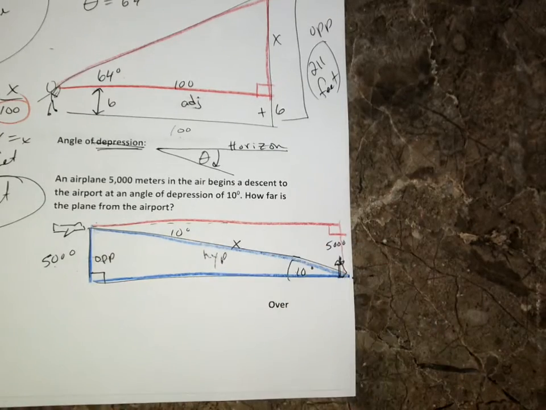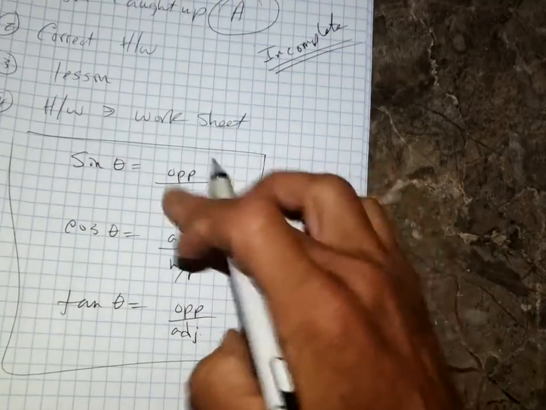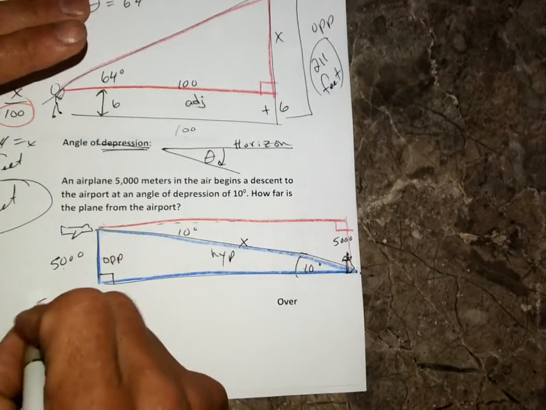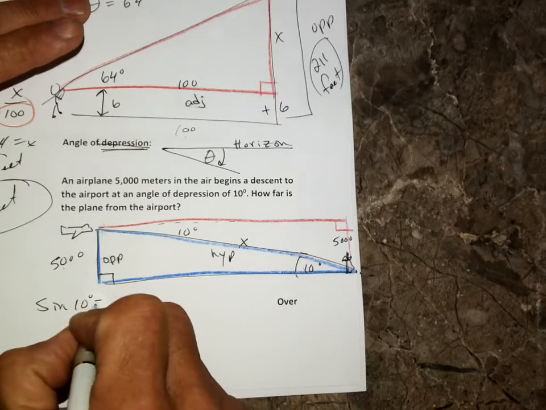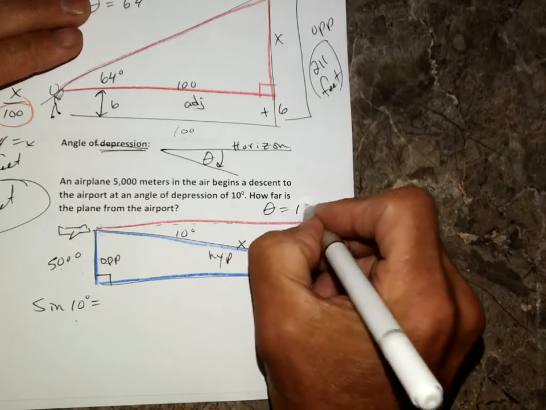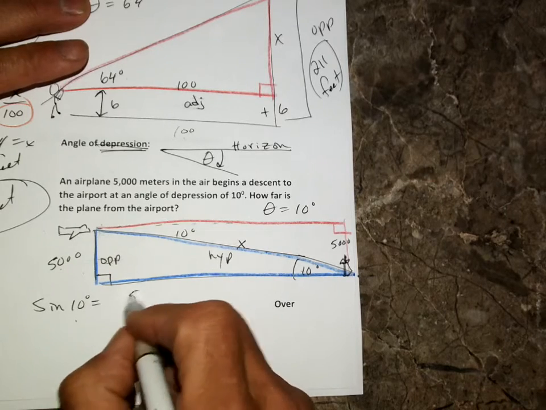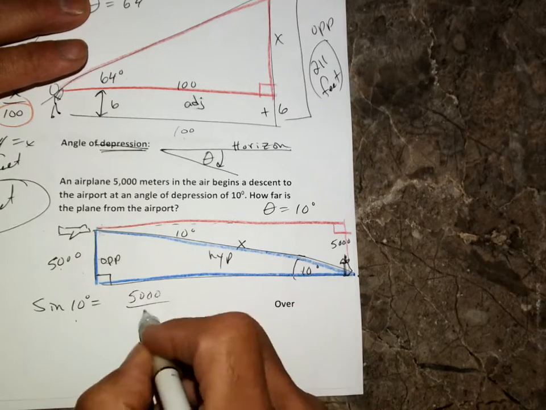Okay, let's check it out. Opposite, hypotenuse, there it is: sine. So let's set up sine of 10 degrees equals, because theta is 10 degrees, sine of theta is equal to the opposite, which is 5,000, over x, which is the hypotenuse.